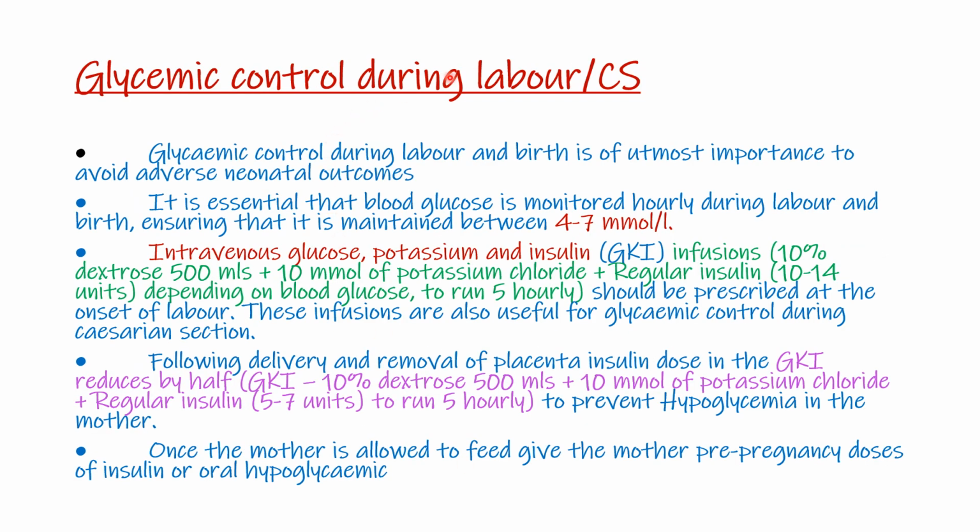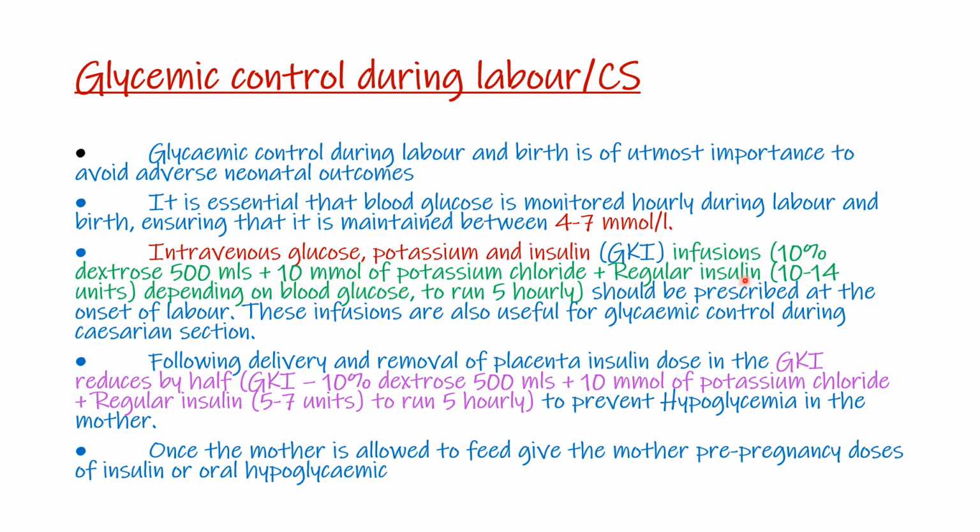And then glycemic control during CS and labor. Glycemic control during CS and labor is of the utmost importance to avoid adverse neonatal outcomes. It is essential that the blood glucose be monitored during labor, and our target will be 4 to 7 millimoles per liter. And then during this labor, there's a solution called GKI, which is intravenous glucose, potassium, and insulin.